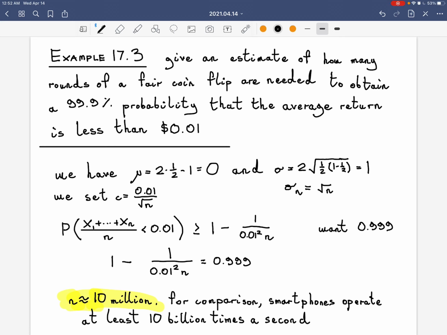I guess saying you're doing this every day is kind of antithetical to the message, because with coin flipping in modern data, you can do it a lot more than once a day. Smartphones operate at least 10 billion times a second. People have computers much more powerful than smartphones, and if you're doing something 10 billion times a second, as soon as you make a cent from it, that kind of accumulates.